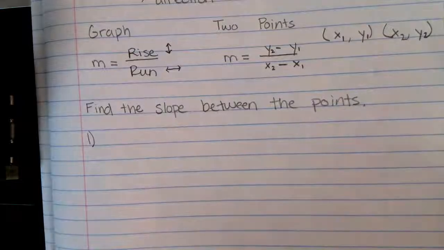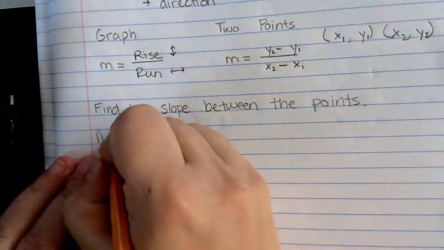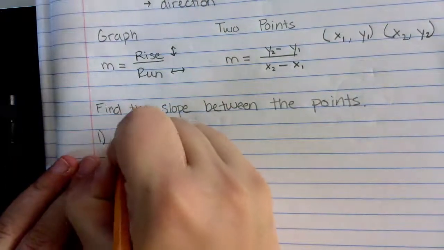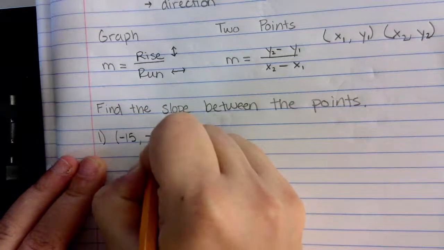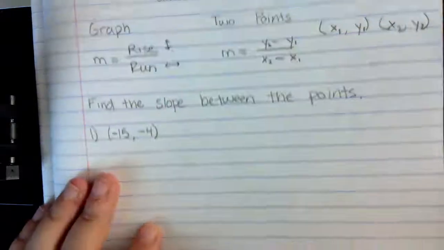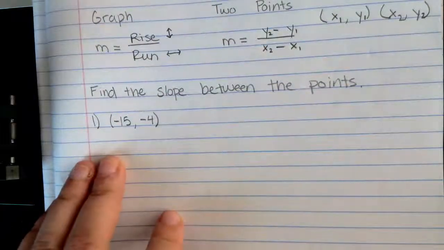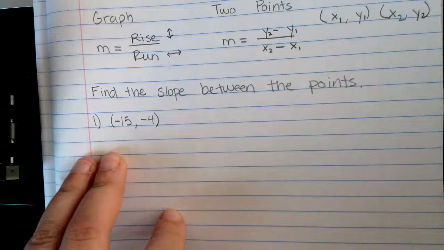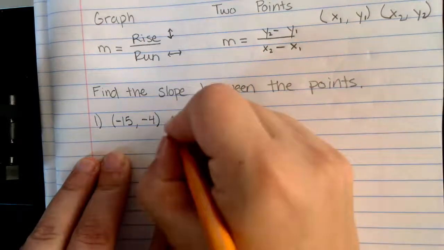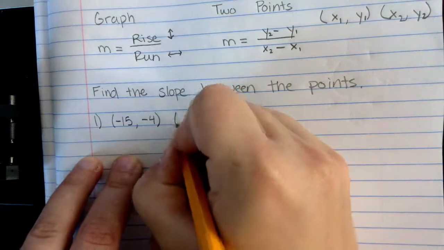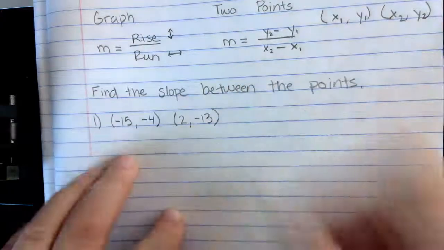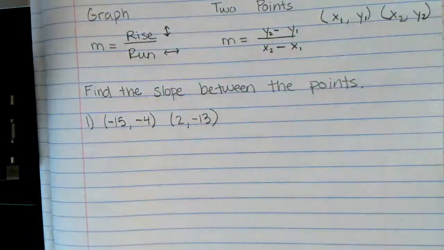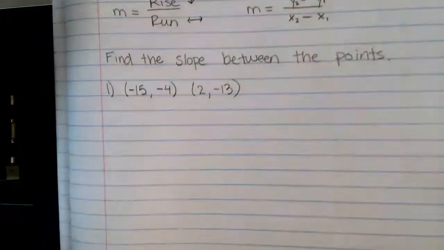Okay, for our first one, we're going to have in parentheses negative 15, negative 4, and 2, negative 13. So negative 15, negative 4, 2, negative 13.